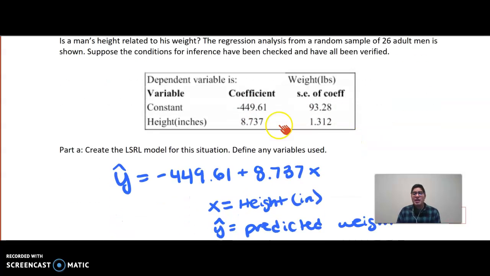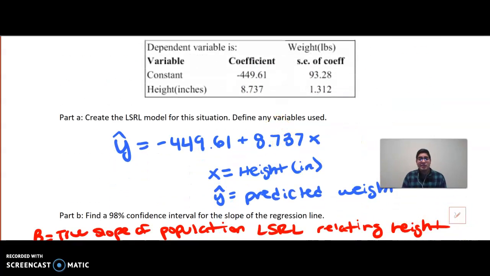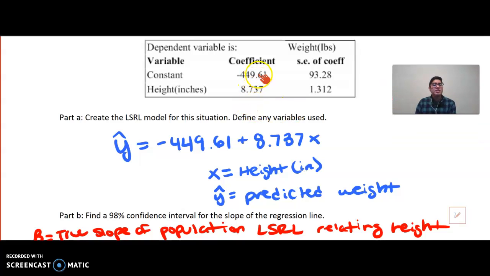So from this computer output, I can create the following LSRL model. I do my intercept plus the slope, and then I define my variables here, height and predicted weight. And the reason we do this, instead of y equals mx plus b form like we're used to, is that in most real world situations, the intercept comes first, since that is the 0th value, and then the rate of change happens. So we go a little bit backwards in this course, but as statisticians, we do it the right way.